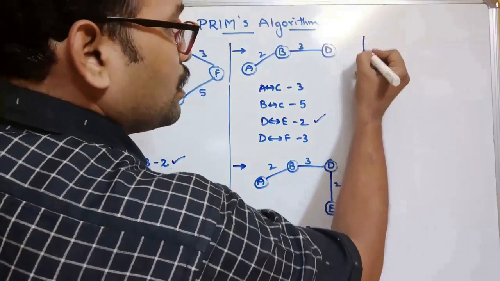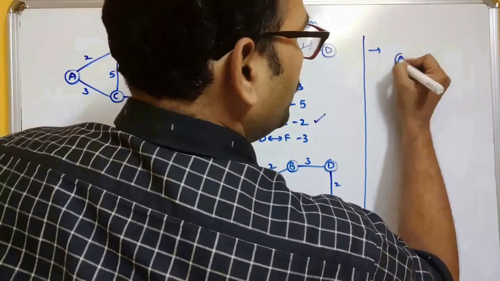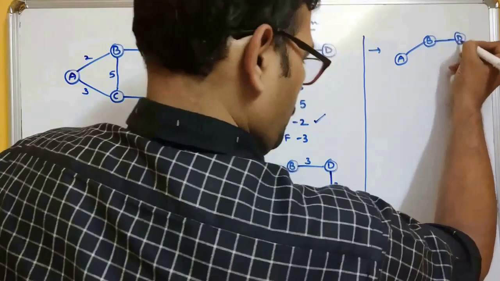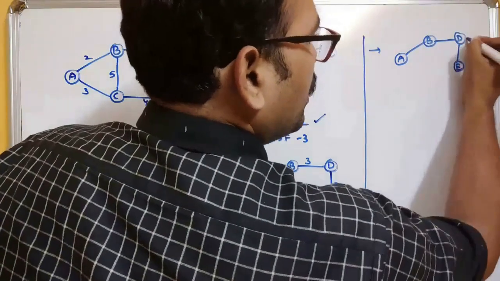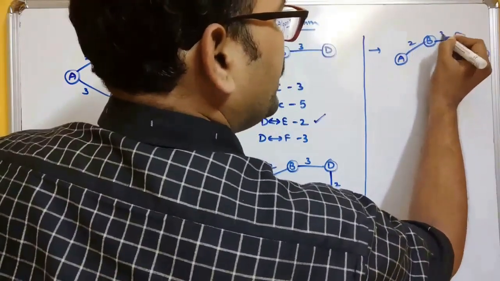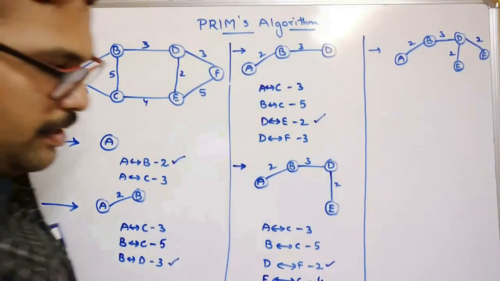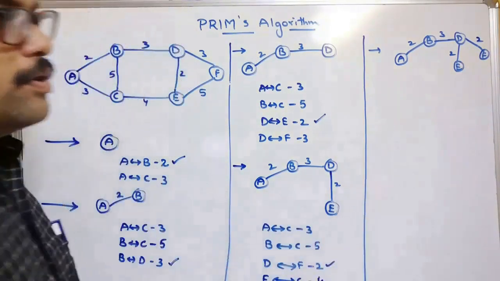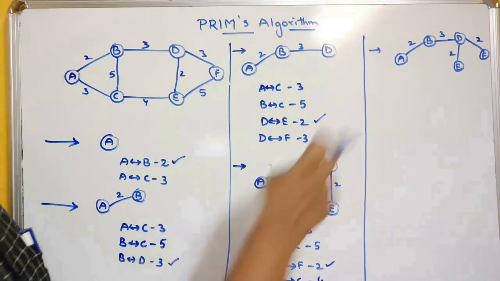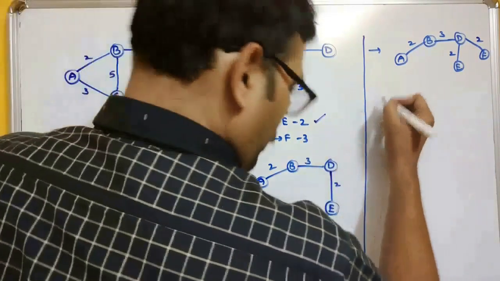So our tree will be A, B, D, E and F, right? So this is 2, weight 3, this is again 2, and again 2. You can observe here whether all the vertices have been covered or not. A, B, D, E, F. C is not there, right? So you can continue the process.